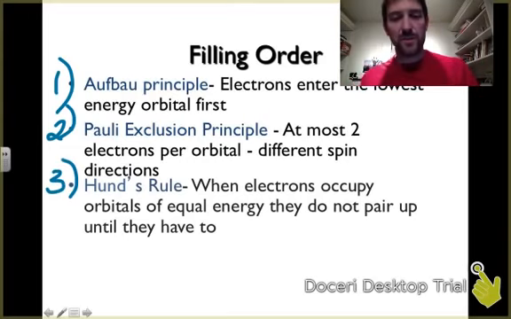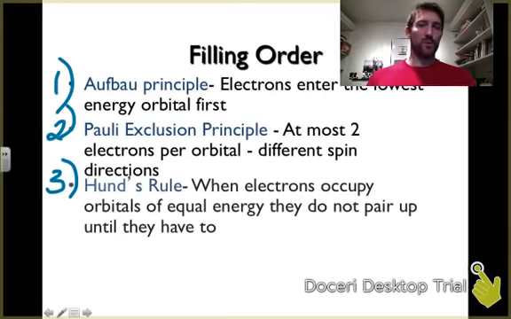And then the last one is Hund's rule. It states that when electrons occupy orbitals of equal energy, they do not pair up until they have to. As long as you just know that those are the rules we're going to follow, you'll see those come out in a few slides.